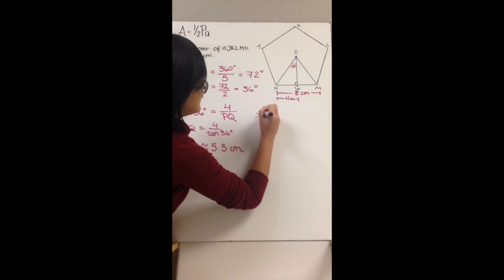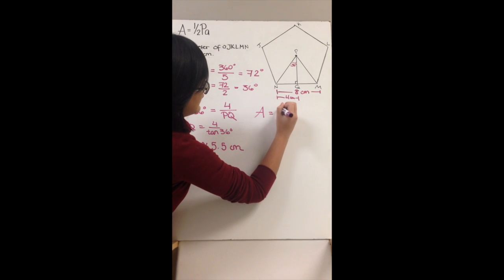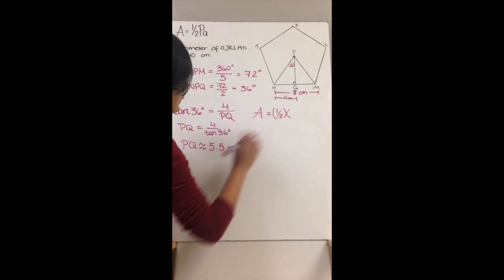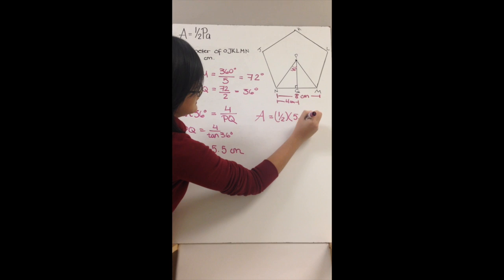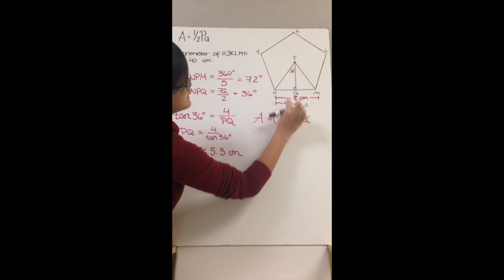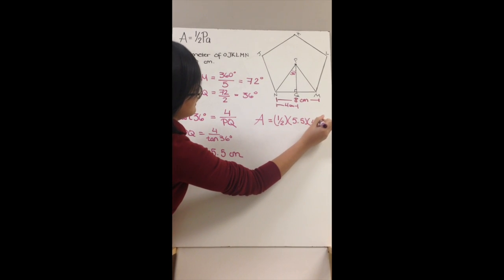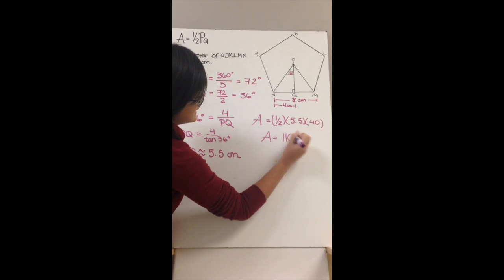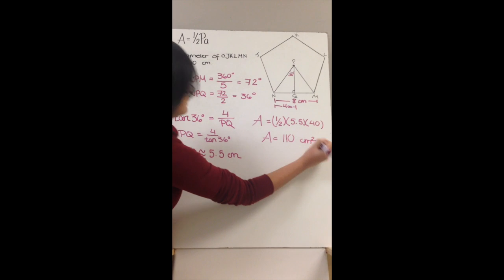So the area of this polygon is equal to 1/2 times the apothem, which is 5.5, times the perimeter, which is 40. And you should get 110 centimeters squared.